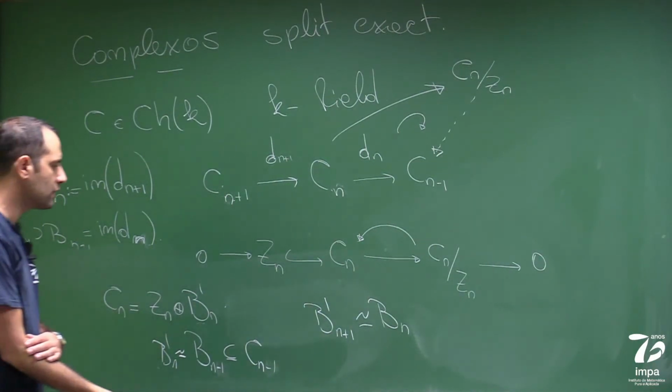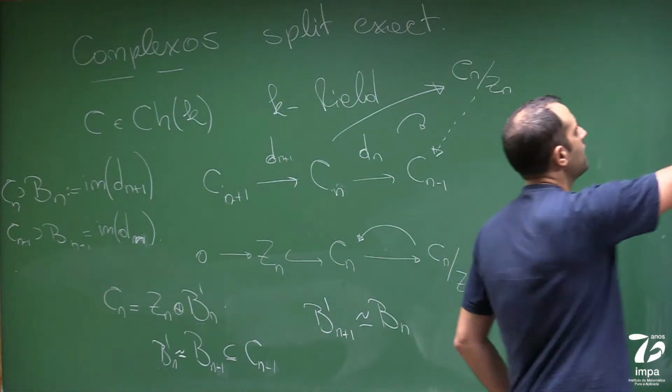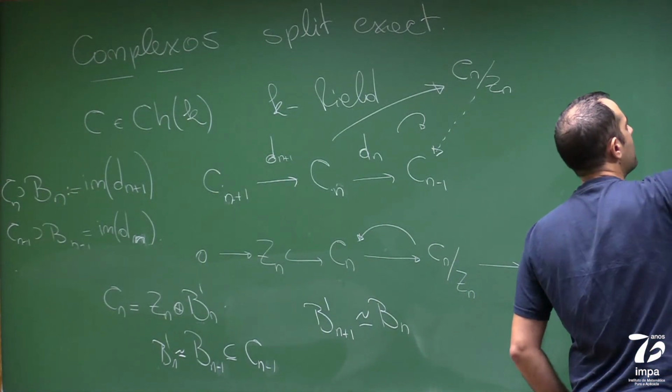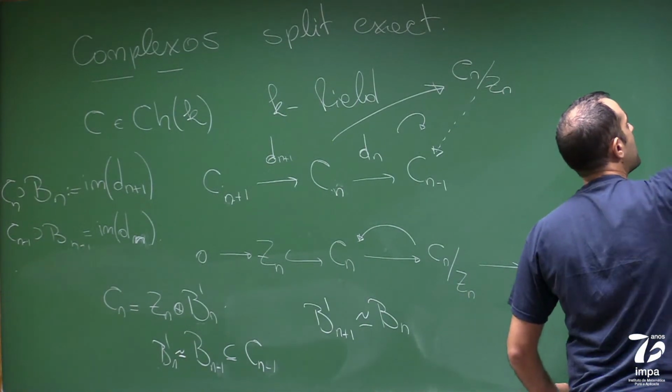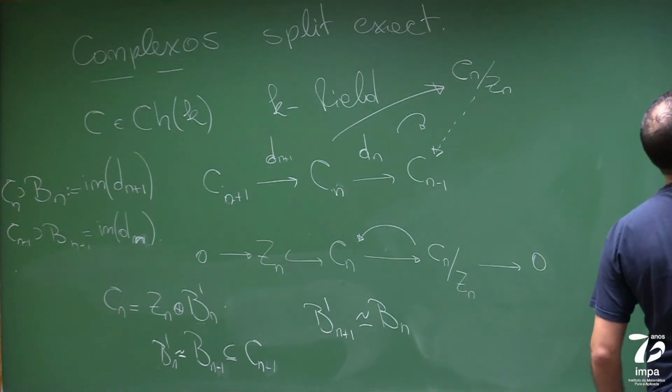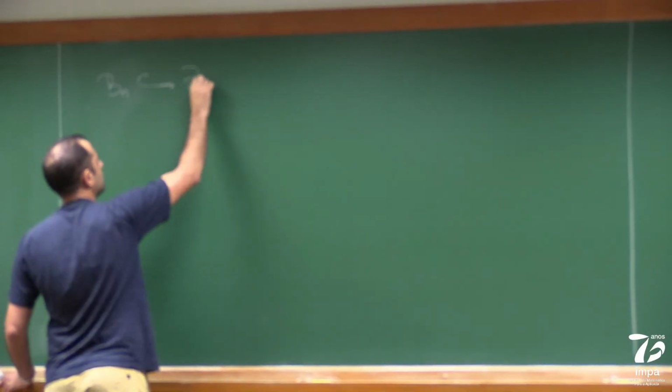Okay, so the other thing we did is we looked at Z_n and inside, the same splitting. We looked at B_n, which is inside of Z_n.